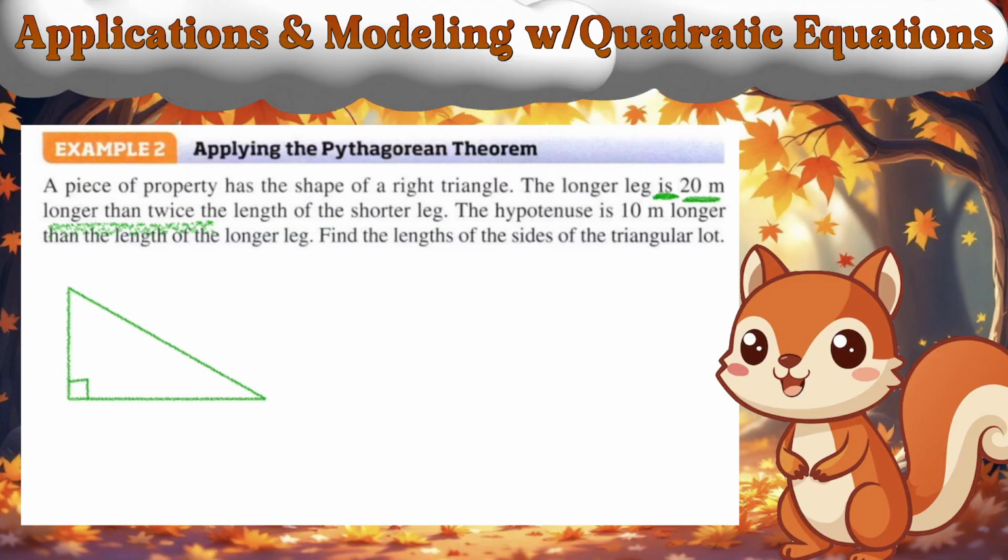Oh boy. So where's our let statement? Let x be the shorter leg, so we keep track of what it is. So if that's x, the longer leg is 20 longer than twice the length of the shorter leg. So there you go, 2x plus 20. Let's fit it a little better, sorry.